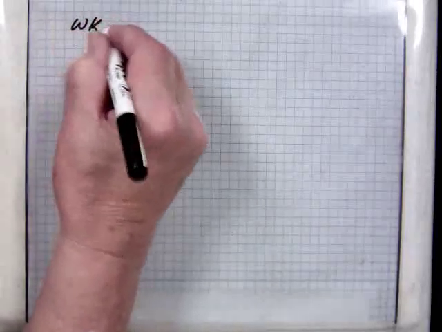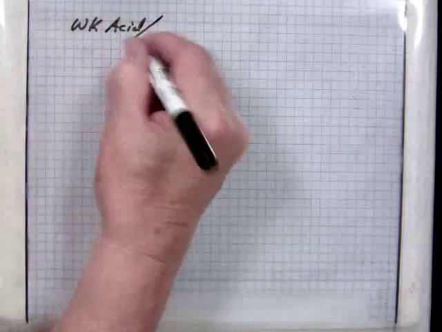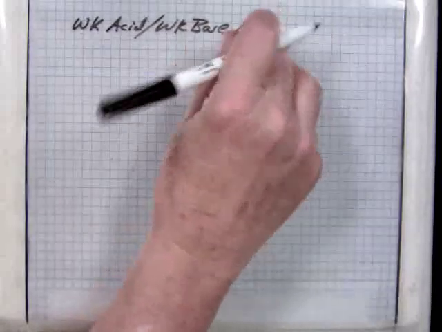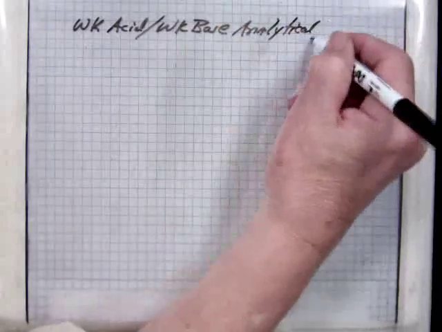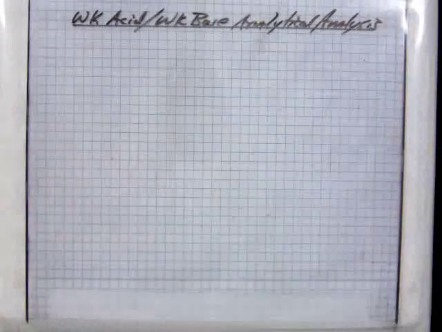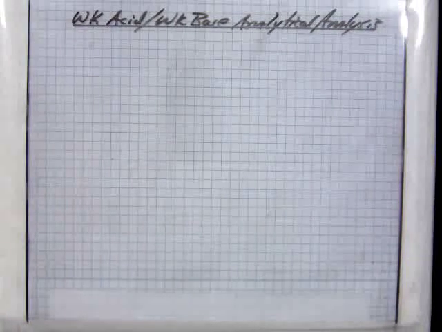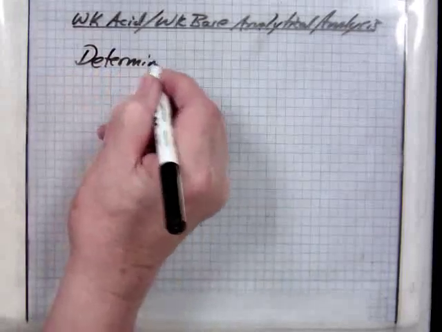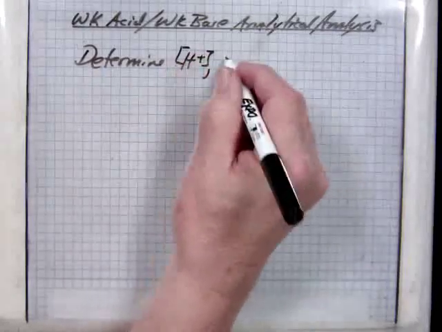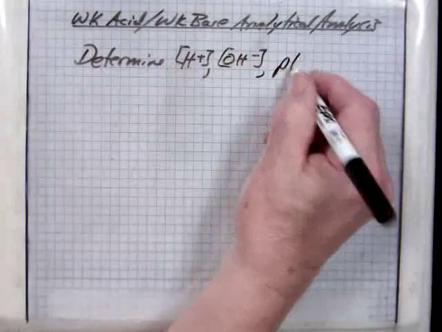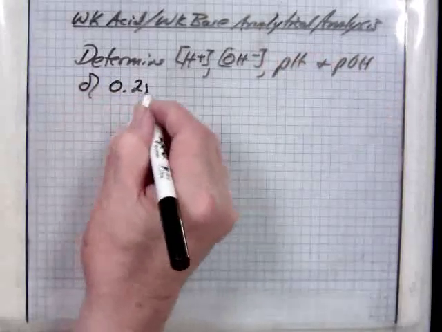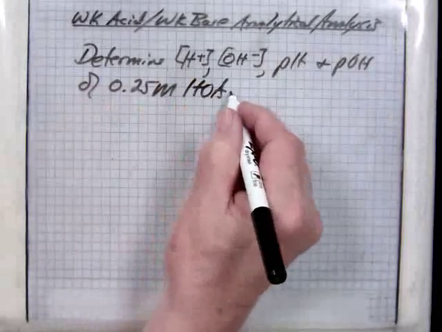Weak acid, weak base, analytical. So when we use analytical methods for evaluation of weak electrolytes, so weak acids and weak bases, we want to determine the hydronium ion concentration, the hydroxide ion concentration, pH and pOH of a 0.25 molar acetic acid solution in water.